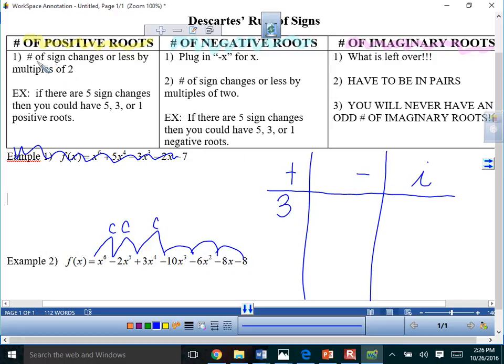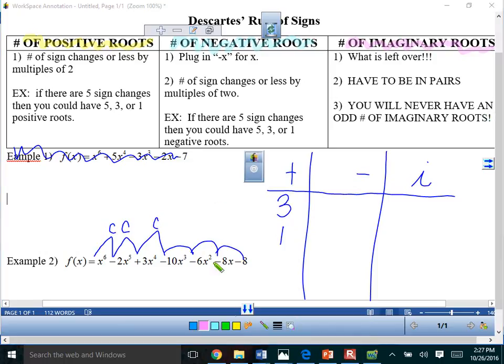But the number of sign changes is equal to the number of positive roots or less by multiples of 2. So from 3, we can subtract 2. So we could have 3 positive roots or we could have 1 positive root. But those are only 2 options for positive roots. Let me highlight this so you know that this is the number of positive roots, okay?